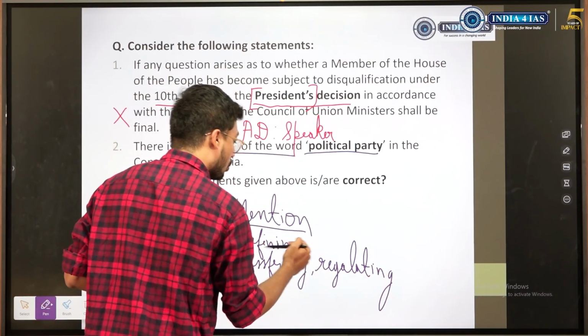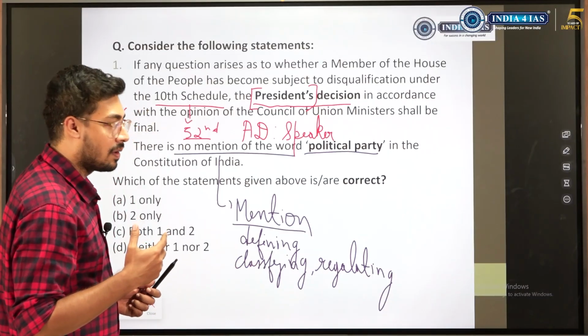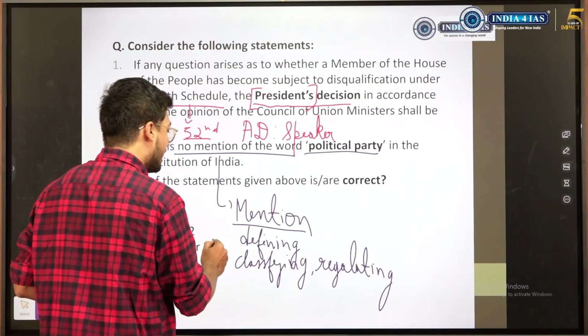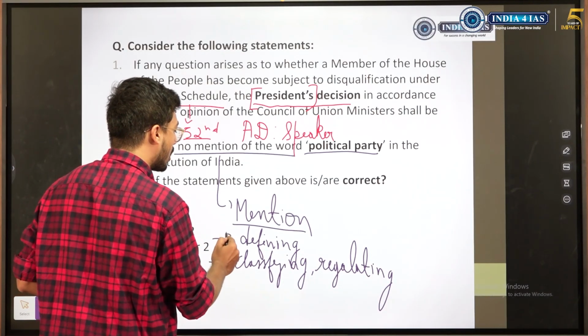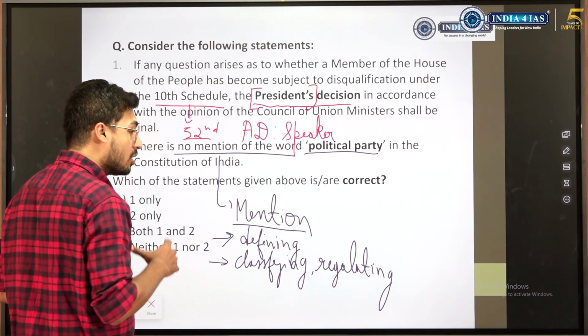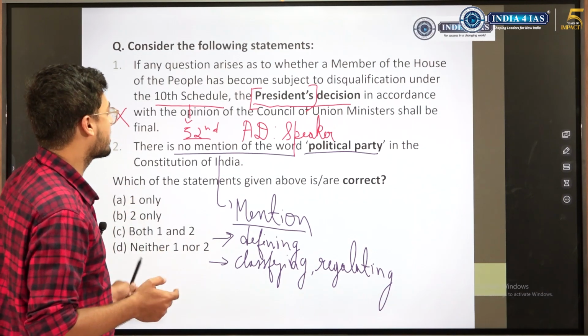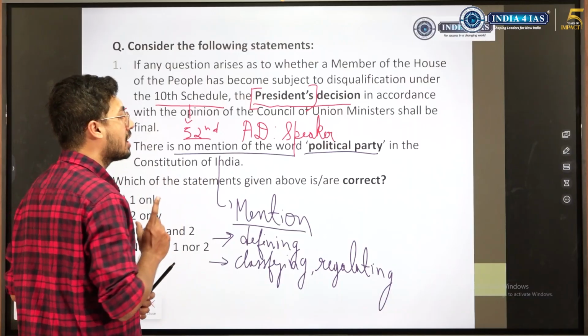Mention constitutional ತುಂಬಾ ಕಡೆ ಆಗಿದೆ. For example, parliamentary committees, they have been mentioned in the constitution, but there are no defining or detailed provisions which have been made. So mention ತುಂಬಾ ಕಡೆ ಆಗಿದೆ, but it is not defined. Similar thing is applicable in this case. There is no mention of the word ಅಂತ ಕೊಟ್ಟಿದ್ದಾರೆ.